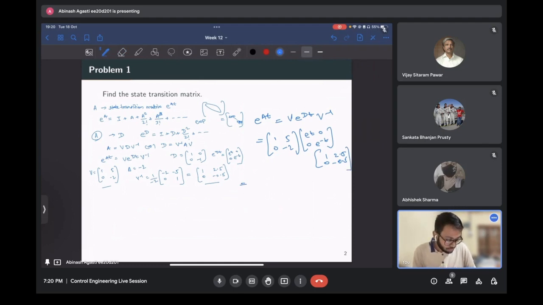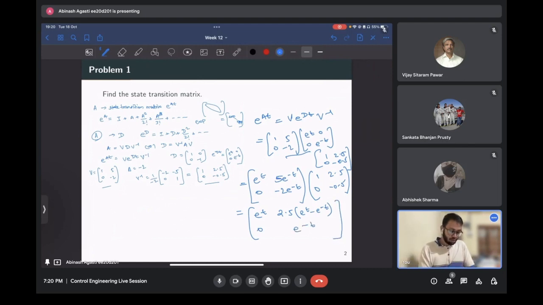Let's do it. Let's multiply these two first. So it's e to the power t 0, 5 e to the power t, minus 2 e to the power minus t. Yeah, this is what we get, right?